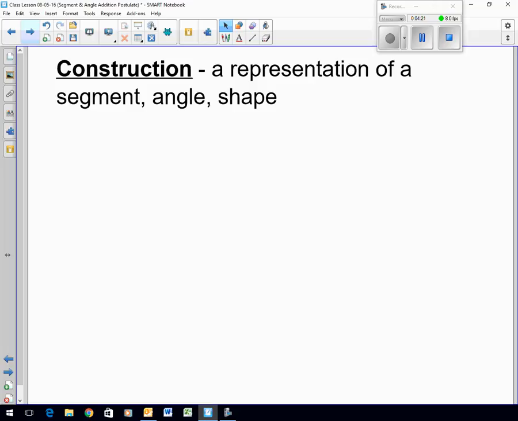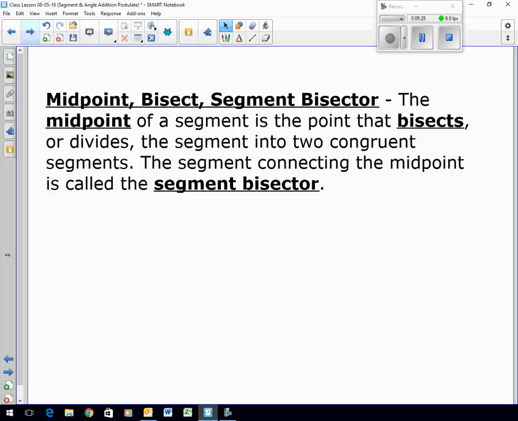Okay? A construction. Construction is merely a representation of a segment, an angle, or a shape. So when we say construction, that means I am drawing a segment, an angle, or a shape. We will work with compasses to figure out how we can use our instruments to develop our construction. We'll do that later, and we'll also do that with shapes, with segments, and with angles. We'll learn a little bit about constructions and geometric principles.